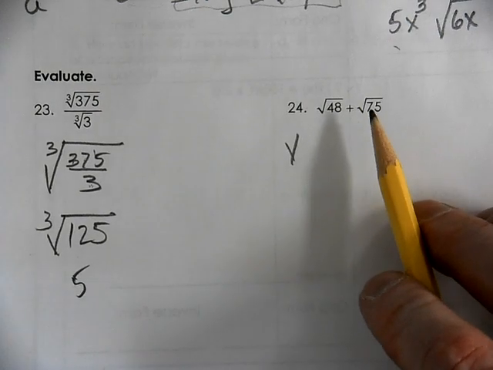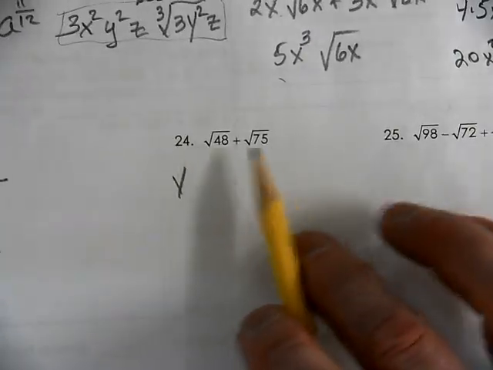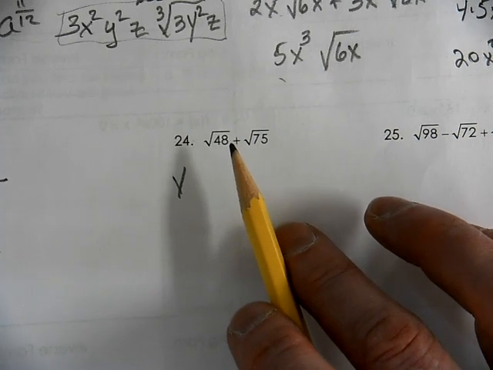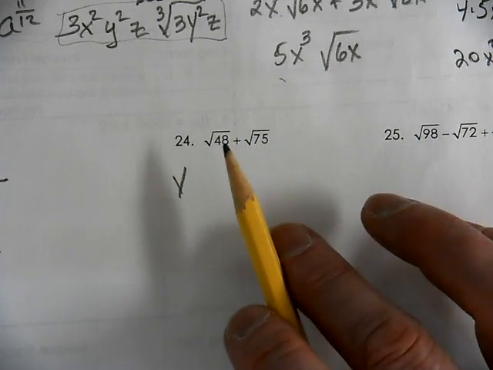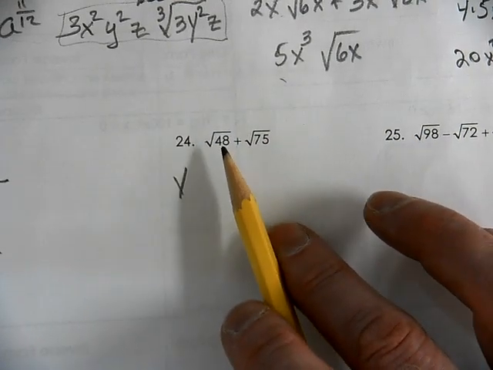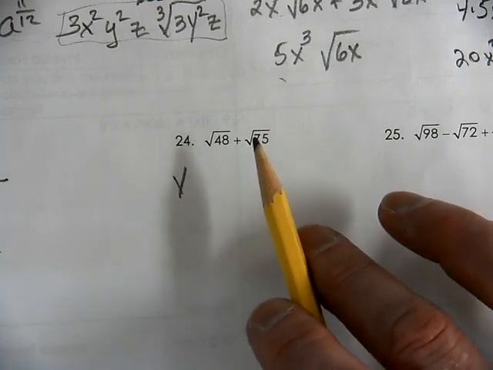What do you see? What you can't do is add these two numbers together. To be like radicals, you need the same index. We got that. You need the same radicand. We don't got that.